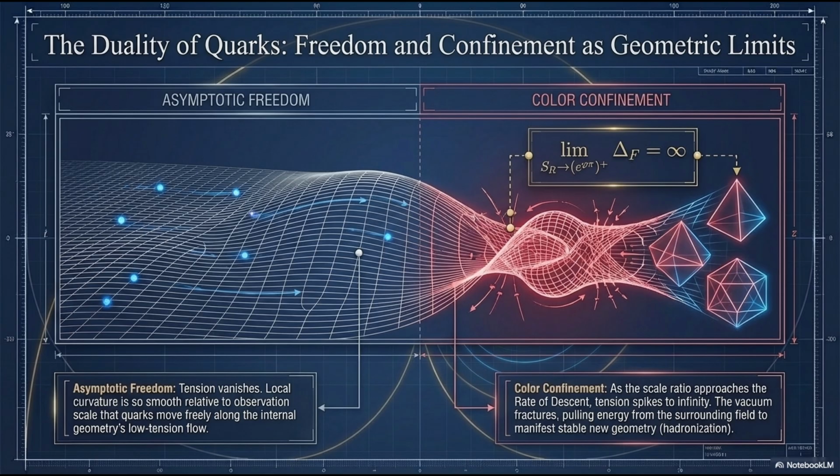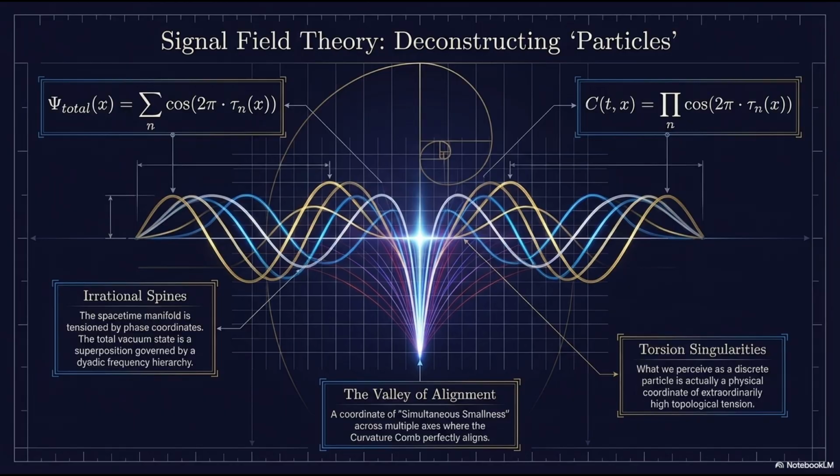But wait, if snapping vacuum tension creates new matter, we need to fundamentally redefine what matter actually is. Because earlier you mentioned that solid particles are illusions. I did, yeah. Which brings us to signal field theory. Under IFD, a solid particle is entirely an illusion. It is actually a torsion singularity. A torsion singularity. We need to slow down and unpack that. What does that actually mean physically?